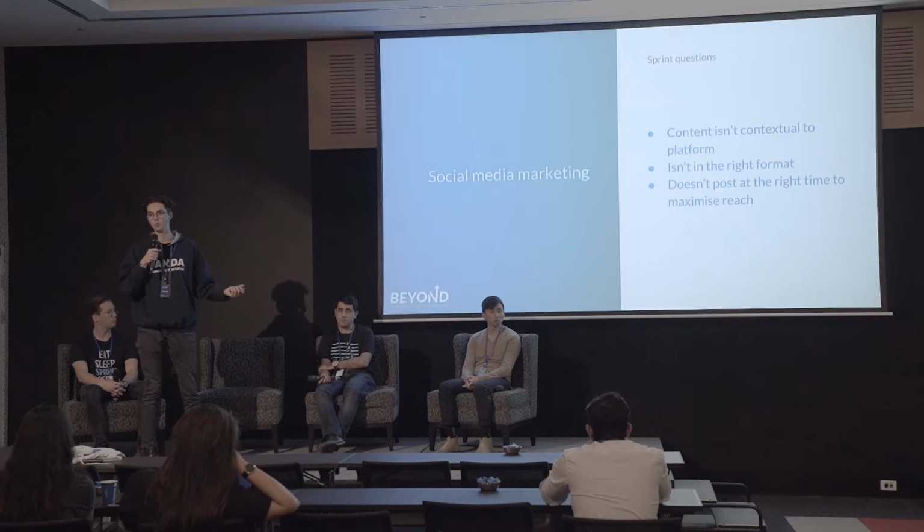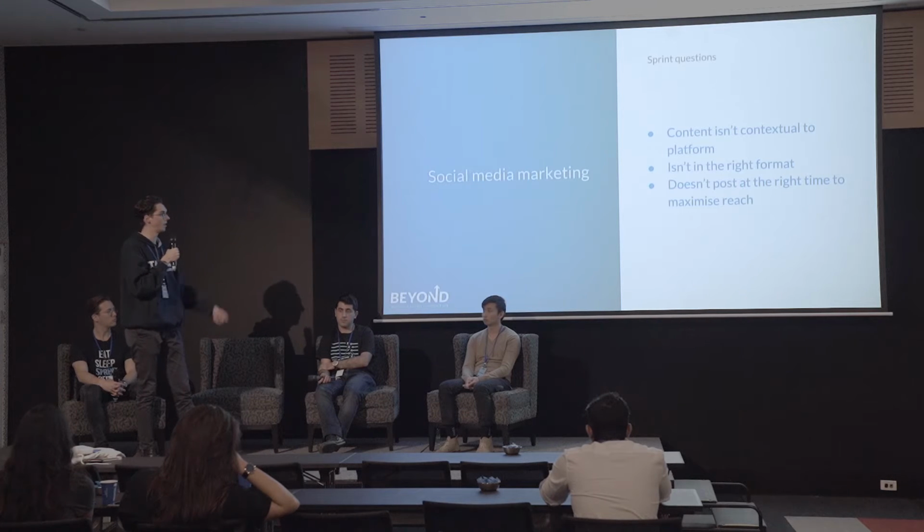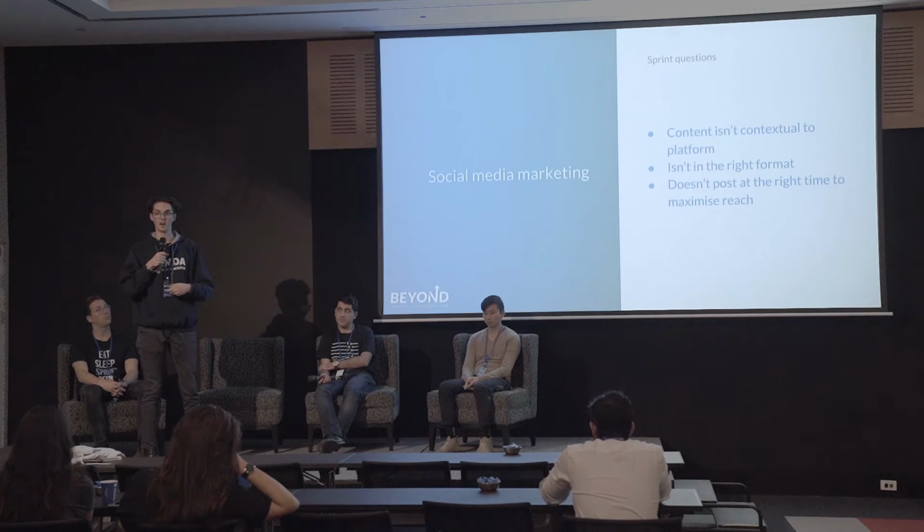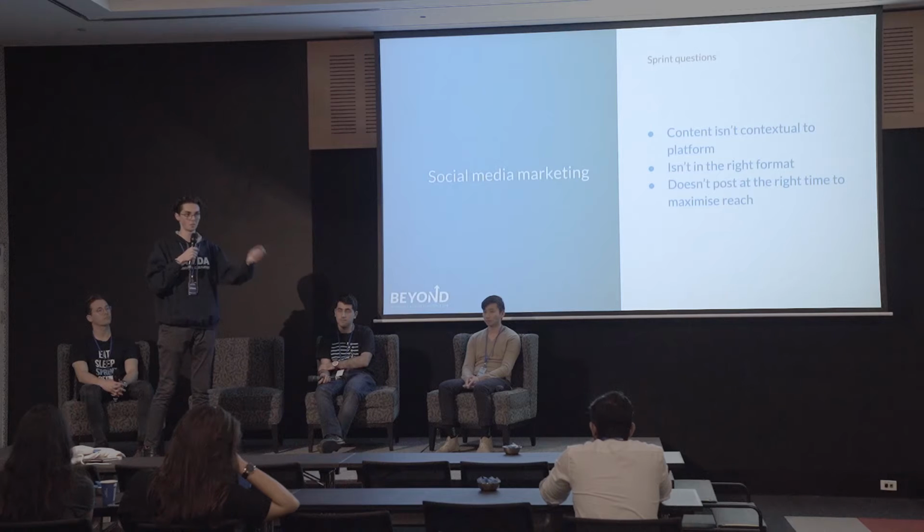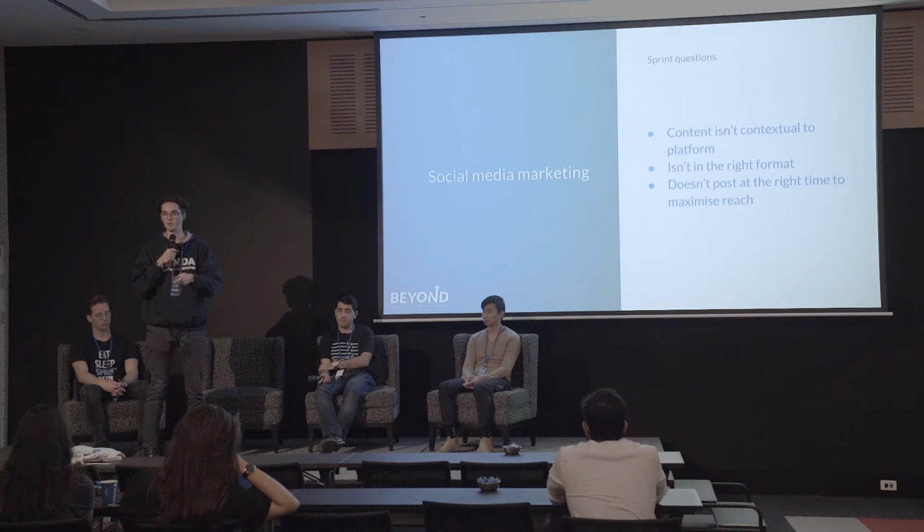For social media marketing, the sprint question could easily be that the content isn't contextual to the platform. Maybe you're using the wrong kind of platform, it's not in the correct format that people want to view the marketing material in, and we're not posting at the right time or to the right people. Again, quite obvious stuff, but after getting a long-term goal out, it's pretty good to identify where this could stuff up.